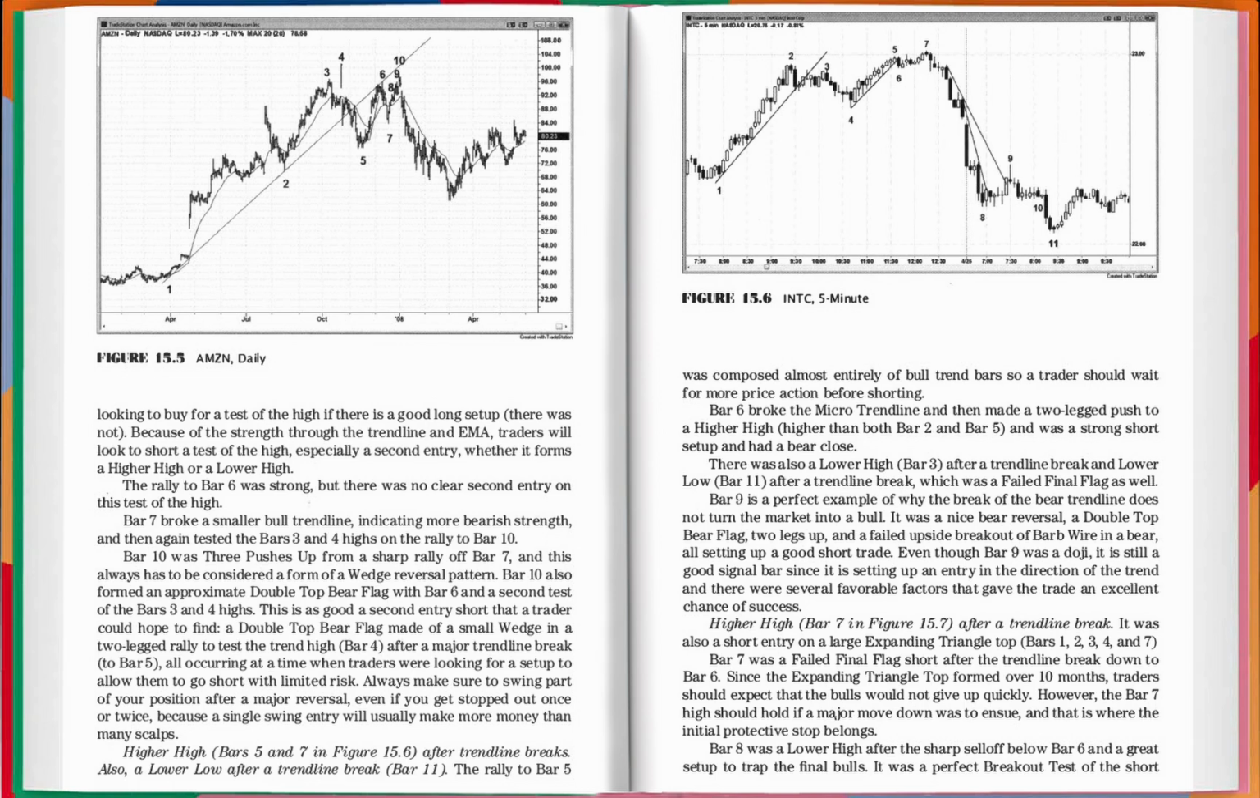Higher high, bar 7 in figure 15.7, after a trendline break. It was also a short entry on a large expanding triangle top, bars 1, 2, 3, 4, and 7. Bar 7 was a failed final flag short after the trendline break down to bar 6. Since the expanding triangle top formed over 10 months, traders should expect that the bulls would not give up quickly. However, the bar 7 high should hold if a major move down was to ensue, and that is where the initial protective stop belongs.